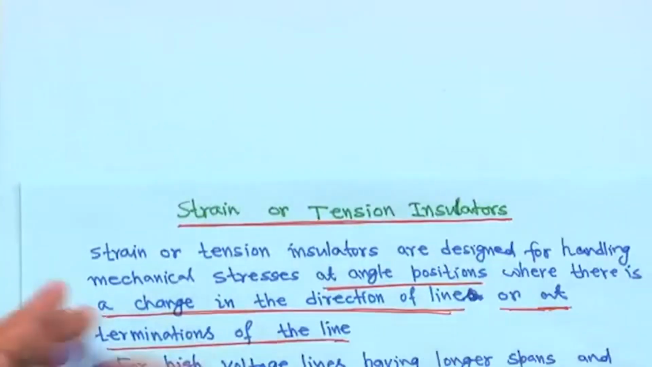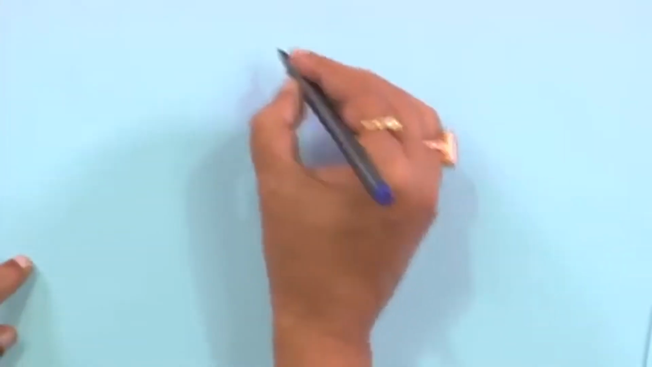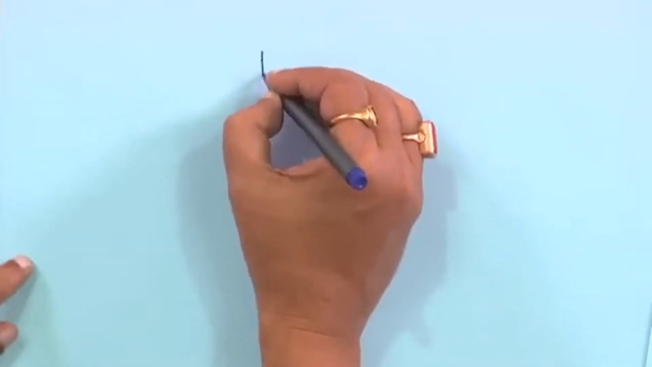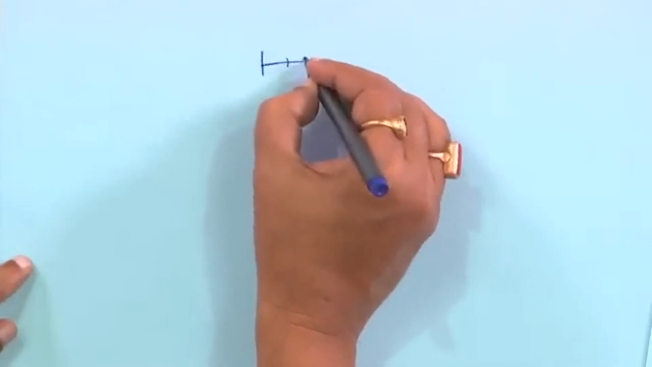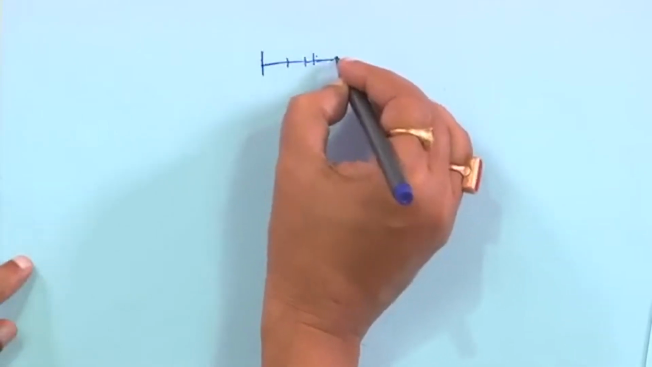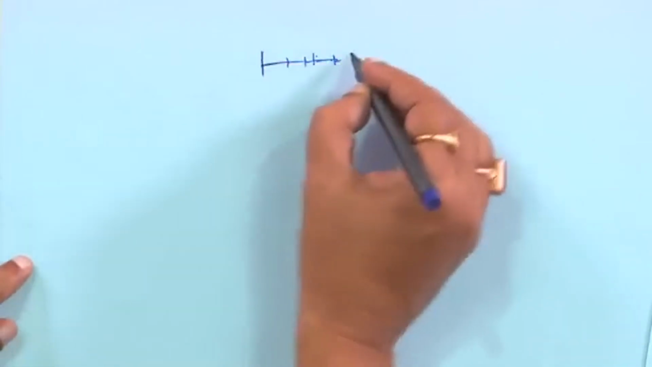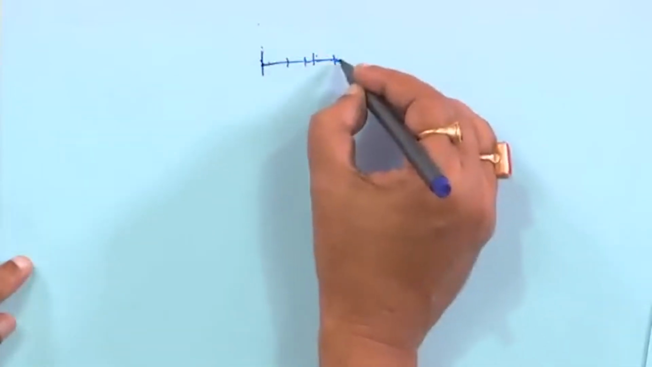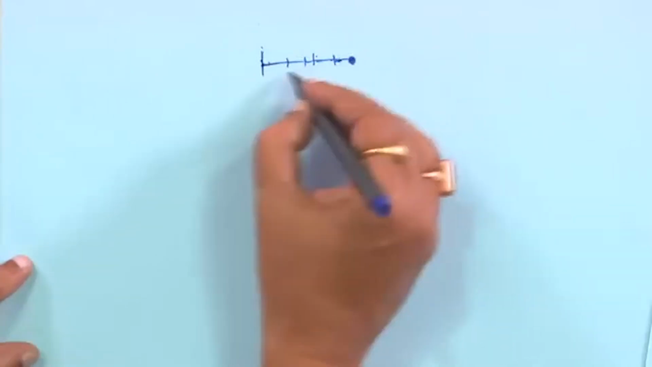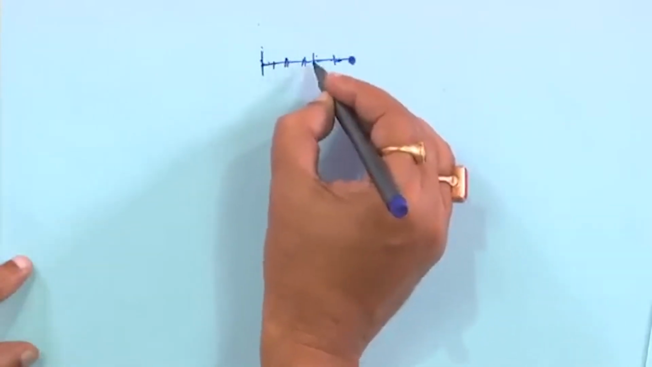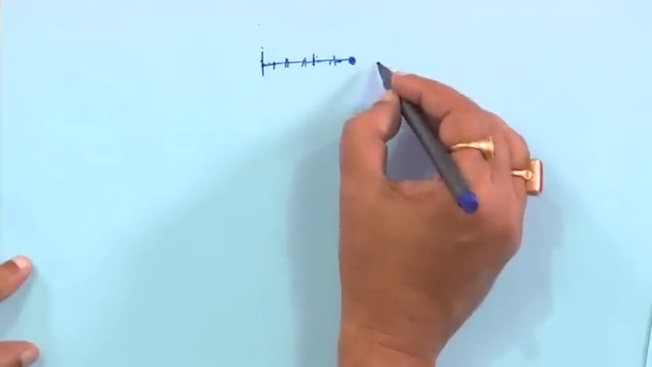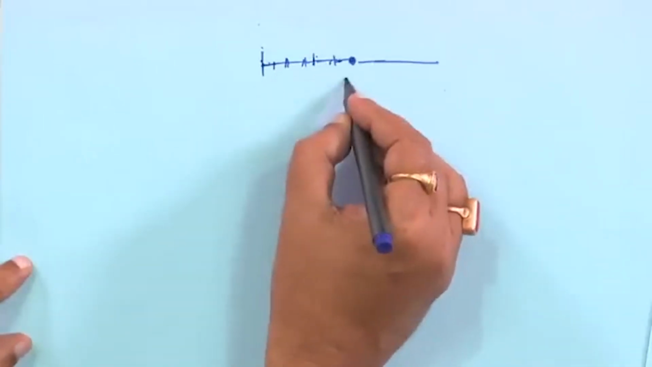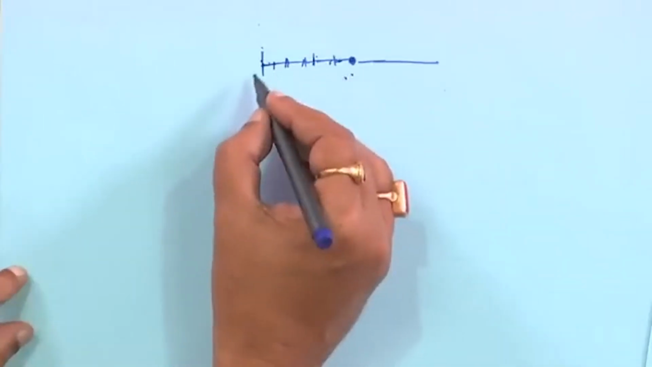You might have seen it; I am roughly sketching, it is something like this. Suppose this is the line. This is the insulator string, coming like this. This is the cross arm, it is connected, and suppose the conductor is connected here. You can see these are all the insulator pieces. The conductor is coming from somewhere, and you see the tension string is placed horizontally.